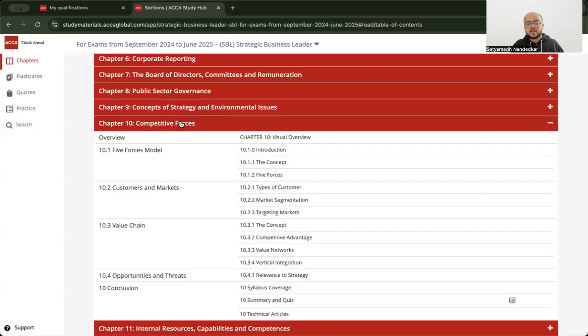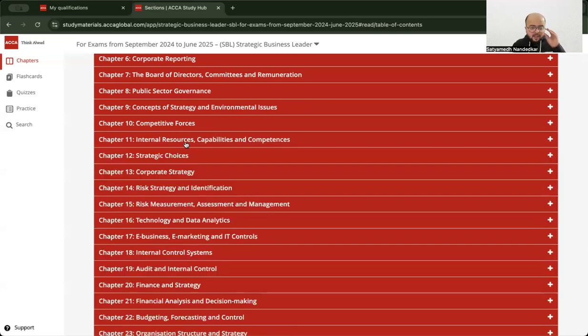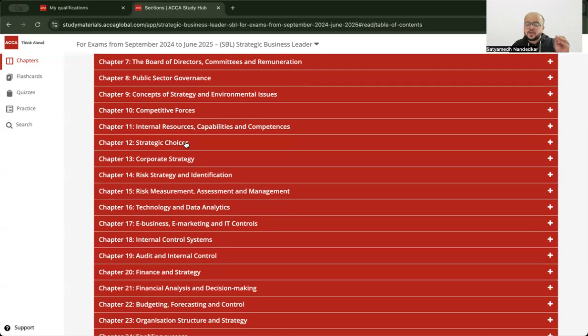One very important discussion is going to be on the competitive forces, where we'll speak about Porter's five forces model, the value chain network, how you evaluate opportunities and threats, and how you overcome the threats. There will be a discussion on internal resources, capabilities, and competencies. What are some of those points internal to a business entity that it can use in order to grow, in order to successfully overcome any challenges and struggles that it might face?